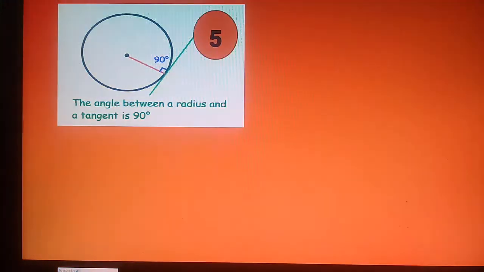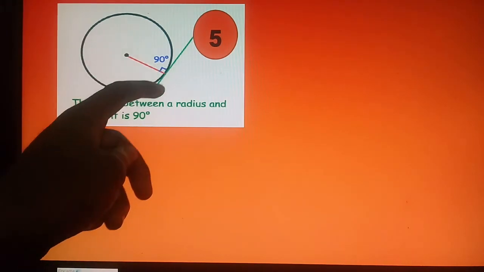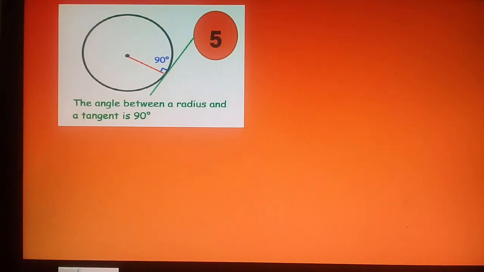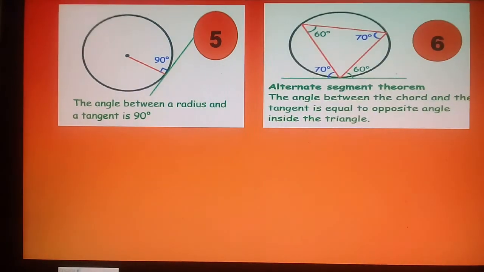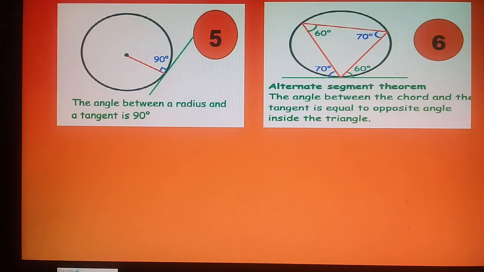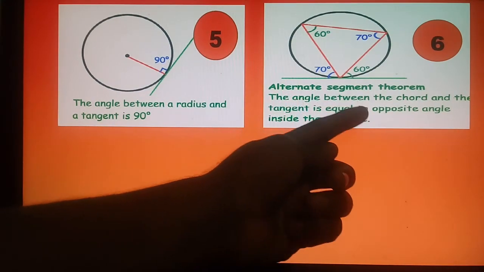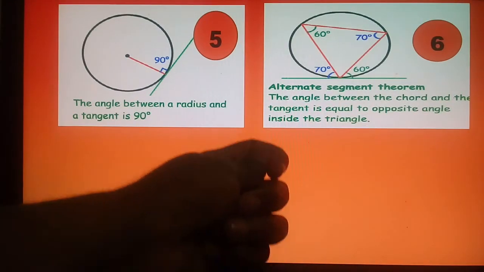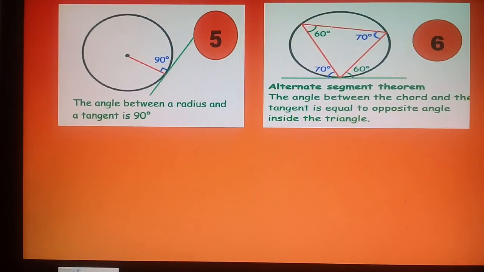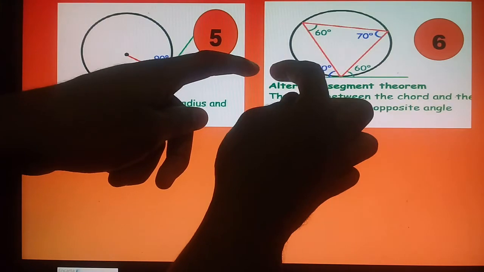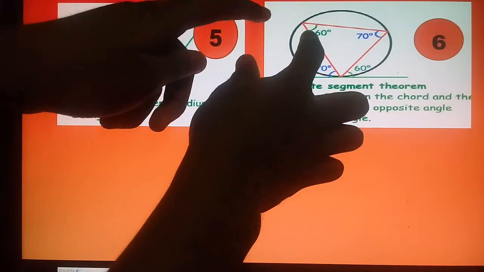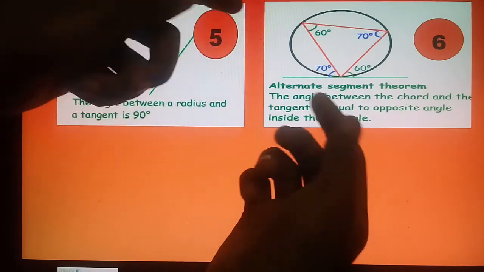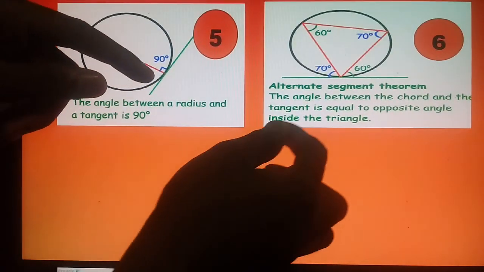Wow, how nice. Number 5, the angle between the radius and the tangent. We have our radius and we have our tangent. The angle between the radius and tangent equals what? 90 degrees. And we have this theorem, what we call the tan chord theorem. They say the angle between the tangent and the chord is equal to the opposite angle inside the alternate segment. Here is my tangent, and this one is my chord. The angle between the tangent and the chord equals the angle in the alternate segment. Let's look at this one.